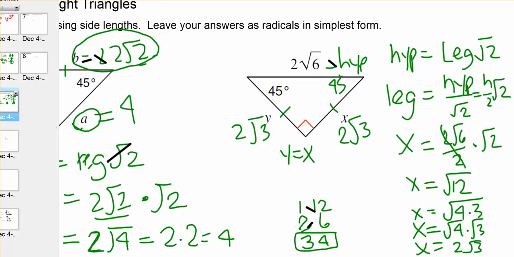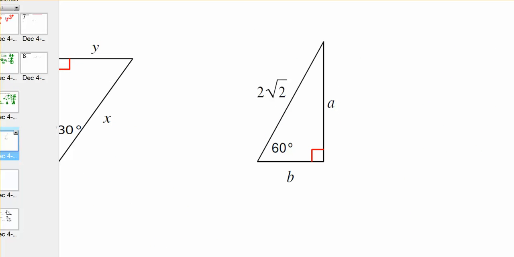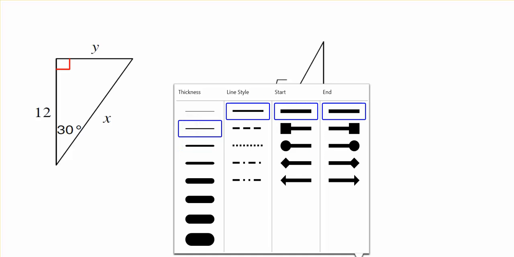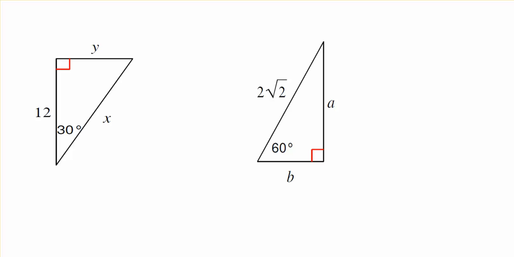Let's go ahead and go through a couple more examples that I have for you. And we'll switch to purple just for fun. Mix it up a little. Okay, a 30, 60, 90. And we are given the long leg. So this is that tricky one I was talking about.